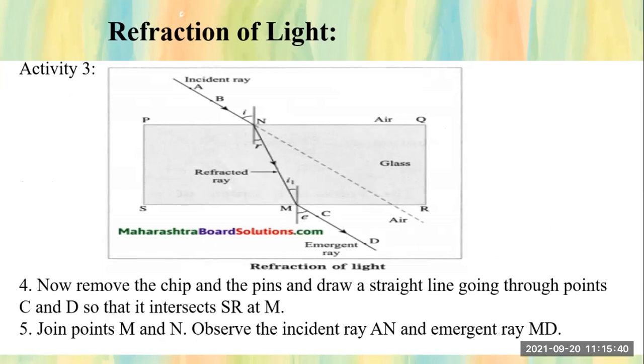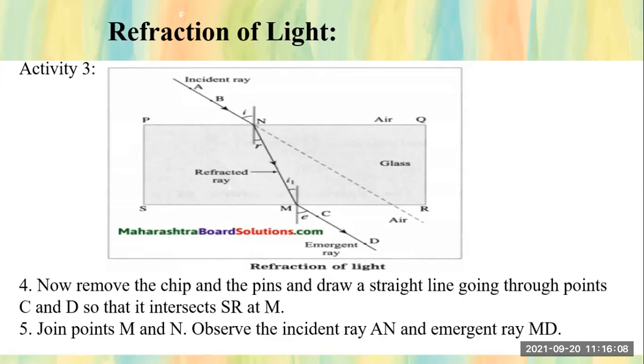Incident light is what? The light which is getting incident. And emergent light, what we say? Which is coming out. That is known as the emergent ray. So students, when we remove these clips and pins and we join all these lines, what we see is that there is a change in the direction of light.